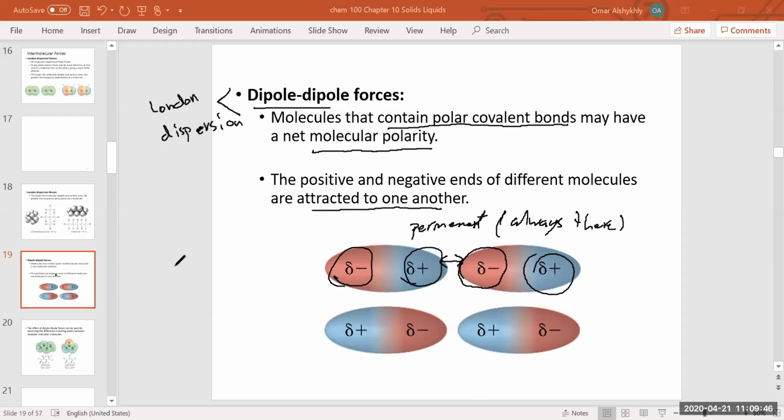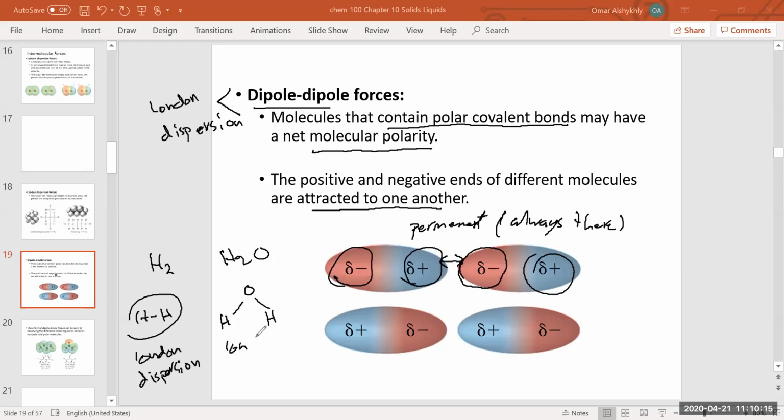So let's say, for example, I have H2 and H2O, water. So look here, oxygen, hydrogen, and hydrogen. Here we just have London dispersion, and here we have London dispersion, and water is a polar molecule, polar. So we will have dipole.